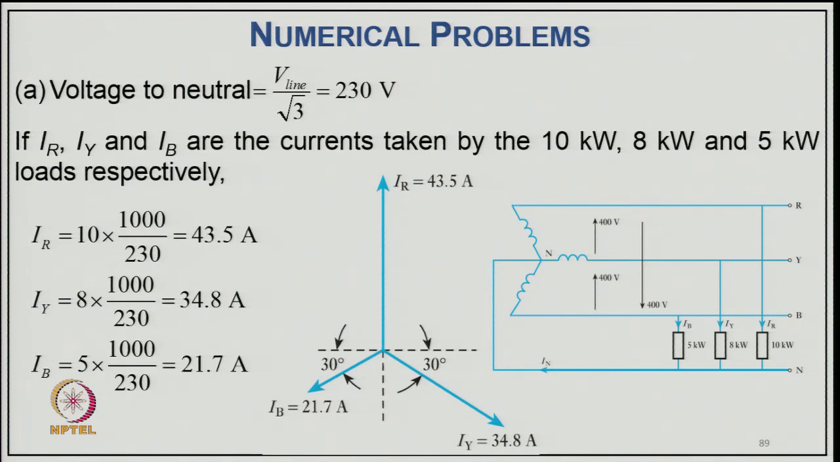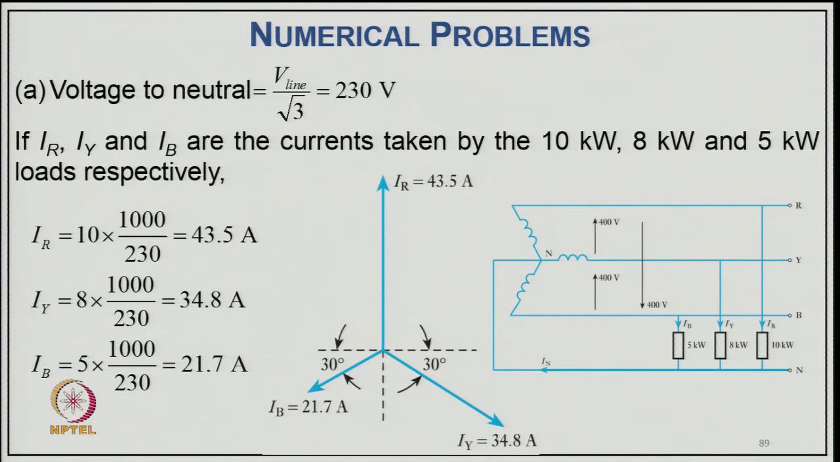If IR, IY and IB are the currents taken by the 10 kilowatt, 8 kilowatt and 5 kilowatt loads respectively, then IR equals 10 into 1000 by 230. 10 kilowatt means 10,000 watt divided by the voltage. So, it is 43.5 ampere. IY will be 8 into 1000 divided by 230, 34.8 ampere, and IB equals 5 into 1000 by 230, 21.8 ampere. And this is along with the phasor.